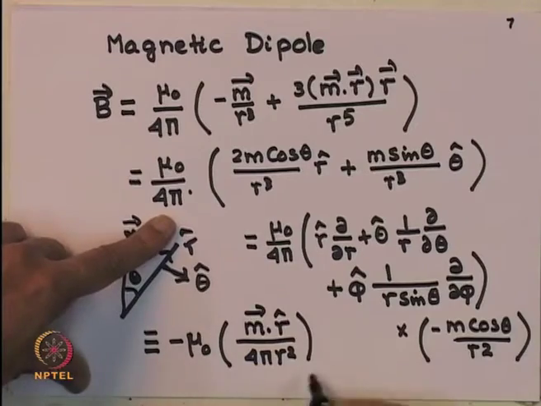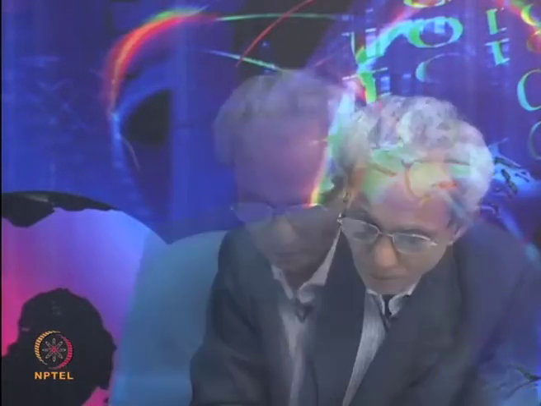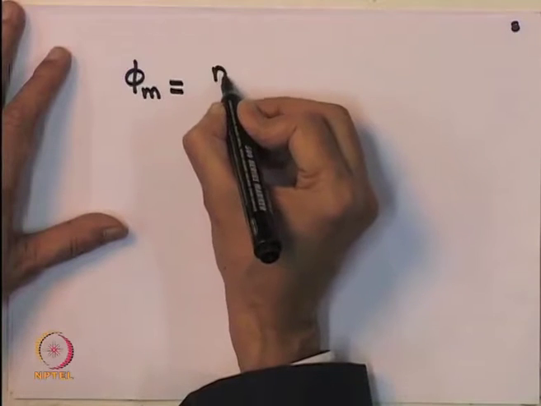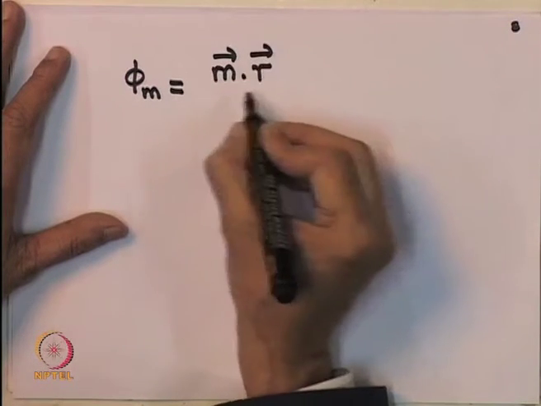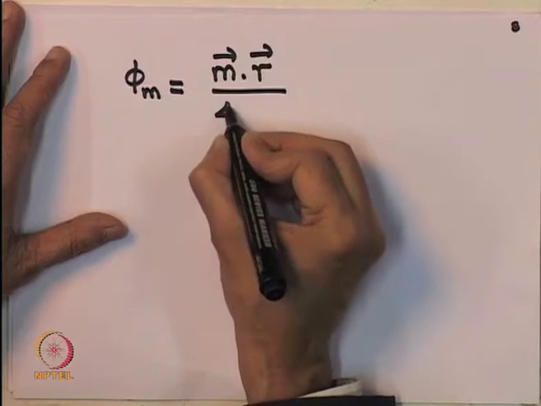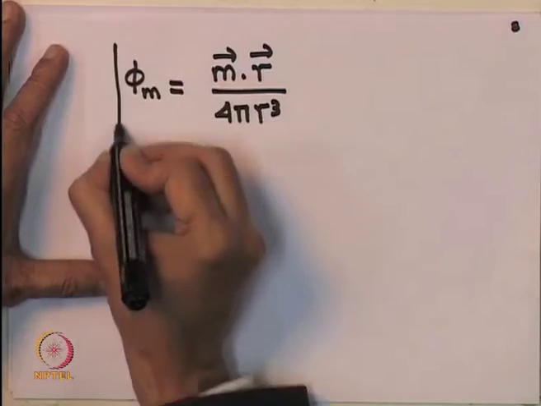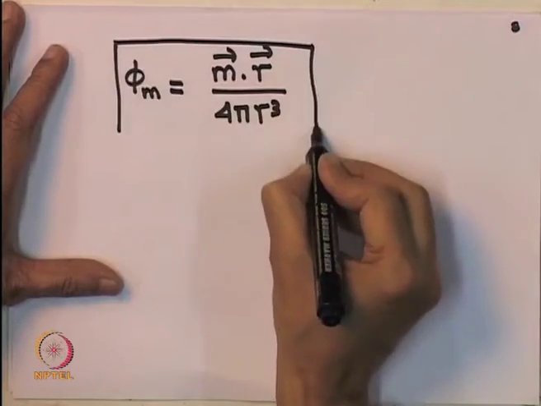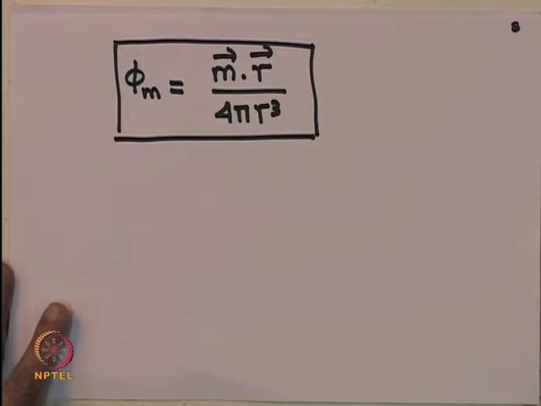Alternatively, I could simply write the vector potential as equal to m dotted with full vector instead of the unit vector r divided by 4 pi times r cube. So, this is my vector potential corresponding to a magnetic dipole.